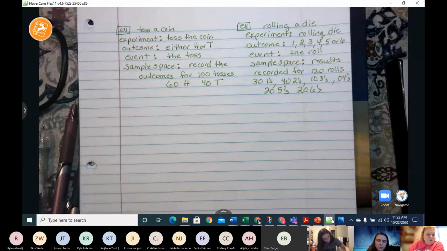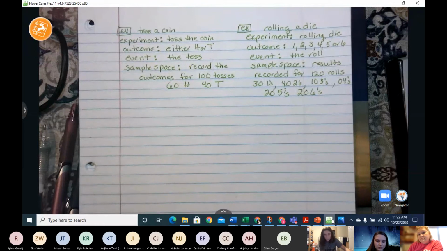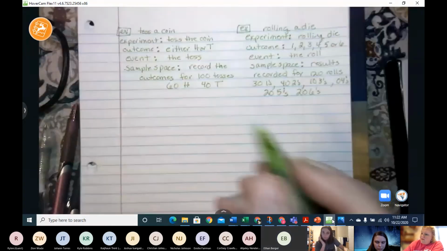Suppose you want to do cards or marbles in a bag. Which would you prefer? For your example, I'll do either. Cards. All right.